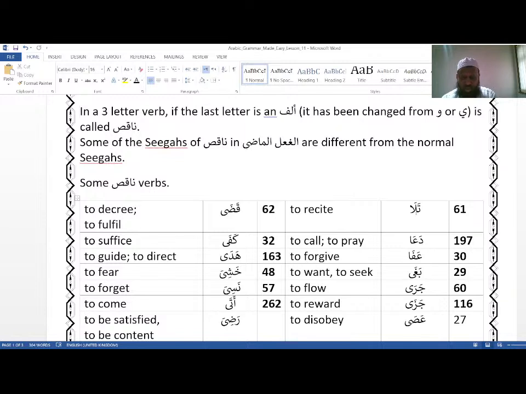The original letter, was it waw or was it ya? If the first siga of fi'l madi is written with alif, we'll know the original letter was waw. And if the last letter is written with ya, that ya is not pronounced. If it's written with ya, then we will know the original letter was ya. Okay, next line: qada, to decree or to fulfill. Kafa, to suffice. Hada, which comes 163 times in the Quran, to guide, to direct. Khashiya.